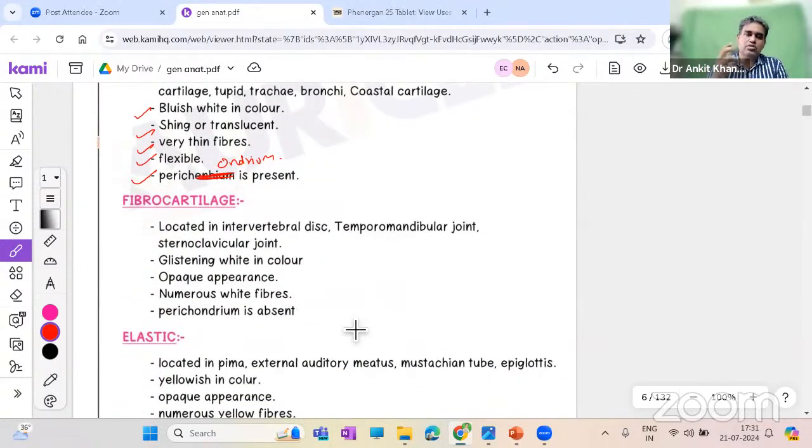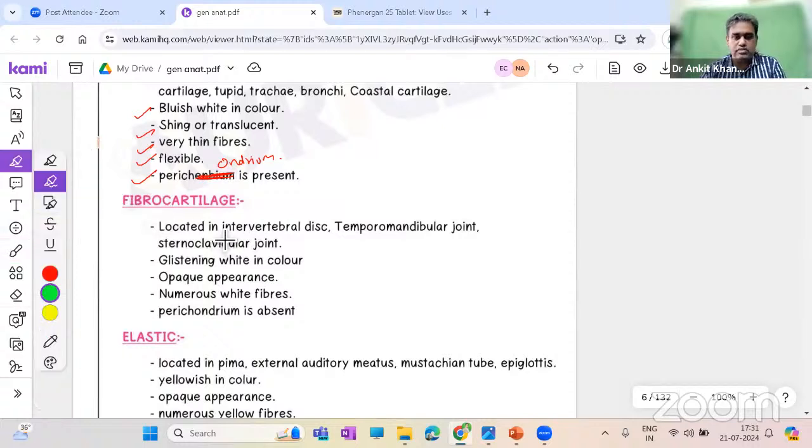Let us see fibrocartilage. Fibrocartilage is more tough. These are the common things which are asked: where are they found? Fibrocartilage is found in the intervertebral disc. TMJ is your temporomandibular joint; inside this, you have a disc. In the sternoclavicular joint, we have a disc. It is white in color, opaque, with numerous white fibers, mainly thick collagen fibers. Perichondrium is absent. Again, perichondrium is present, but it is not seen to our eyes, therefore we say it is absent. It is not absent, it is present; it is just not seen as a separate entity.